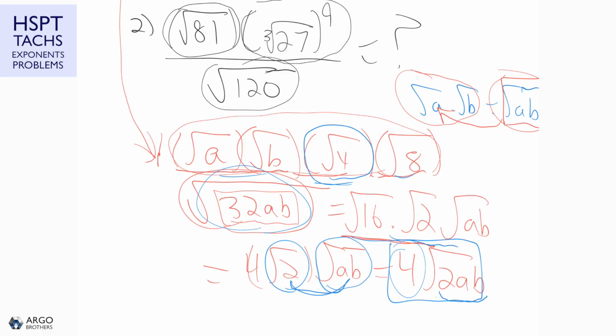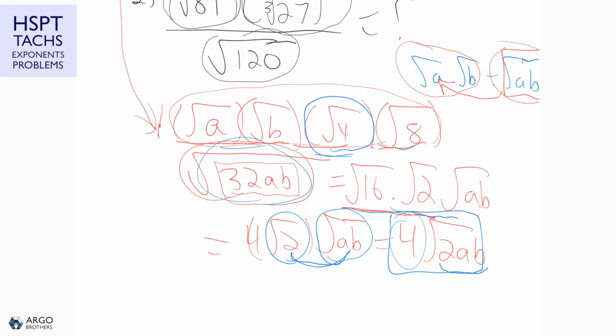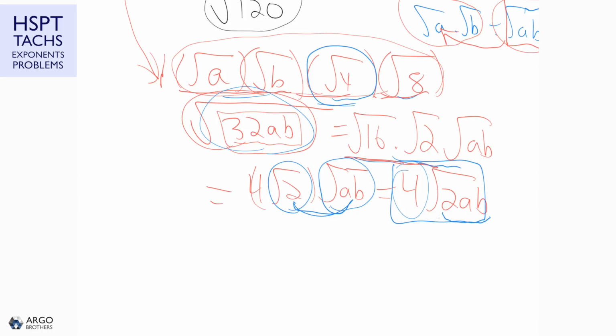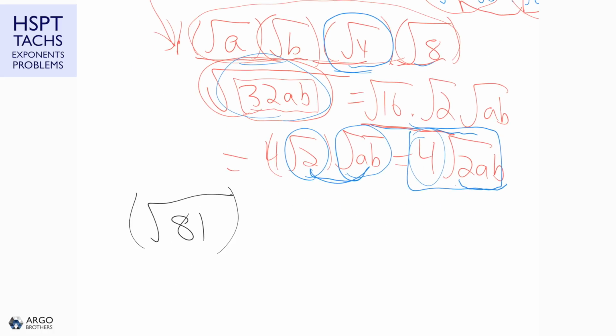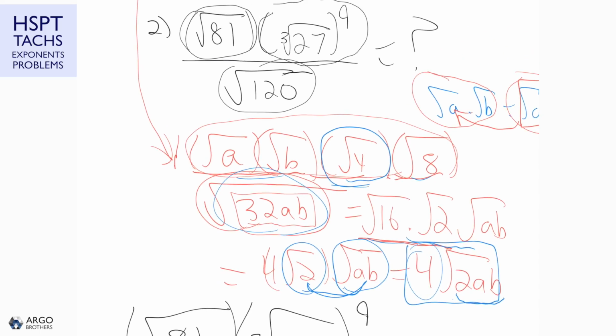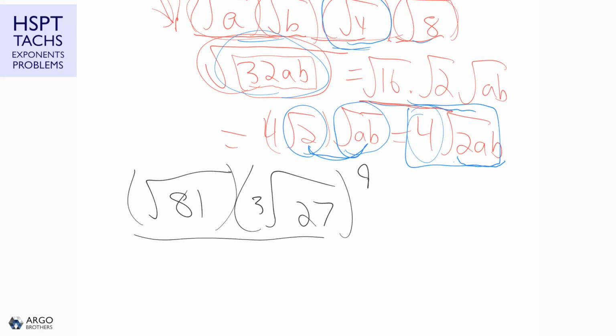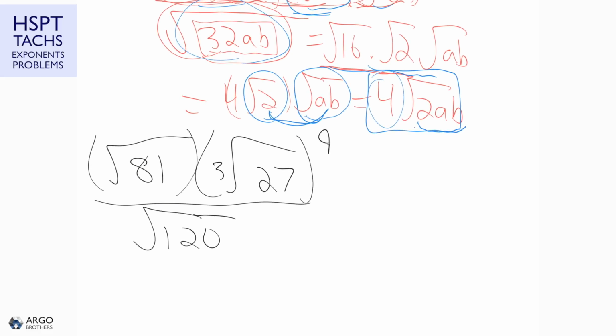So let's see. We have radical 81. So we have number 2 as square root of 81 times the cube root of 27 to the 9th power, I believe. And then all over square root of 120. All right, let's do the numerator first. We have the square root of 81, which we know will be 9. The cube root of 27 is going to be 3, and 3 to the 9th power is some number.